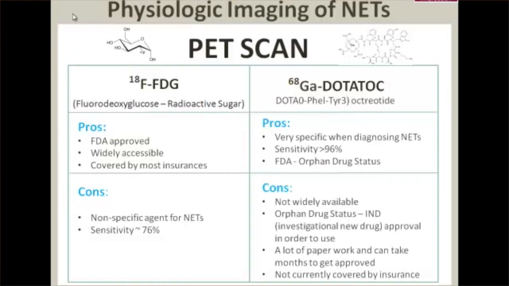So gallium DOTATOC, the pros: it's very specific. And again, we're using these in the PET scanner, right? So these are two different agents, general and now specific. It's specific when diagnosing NETs. The sensitivity starts at about 96%. So at the end of that study, we feel confident saying that if there's active NET, there's a very high likelihood that we've seen it. And if you think about a study or a test, that's the one you want.